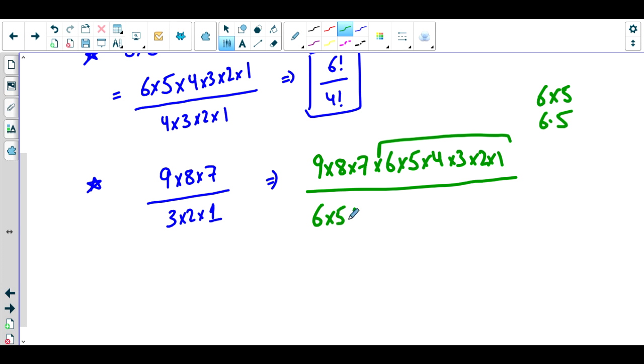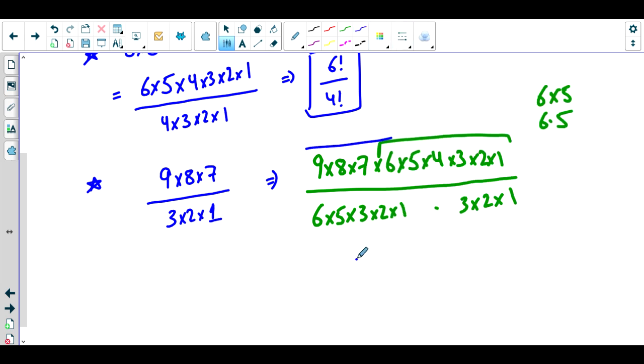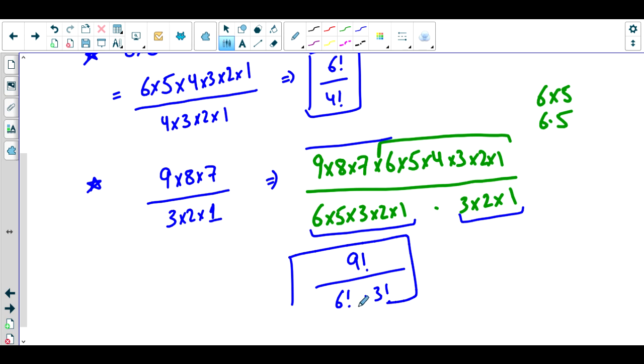So you can say 6 into 5 into 3 into 2 into 1. Also you have into 3 into 2 into 1. So this becomes what? This we have, it is 9 factorial. And what is the denominator? This is 6 factorial. And this is 3 factorial. So this is the factorial form. So we got our answer.